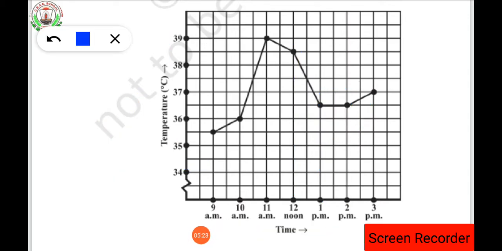Then what is asked in the D part of the question? What was the temperature at 1:30 p.m.? At 1:30 p.m. that means 1:30 will come between 1 p.m.